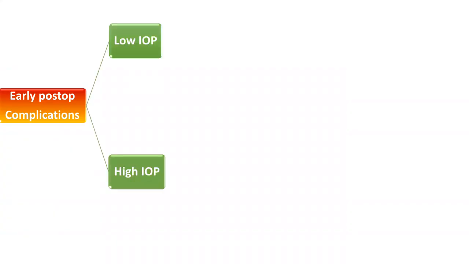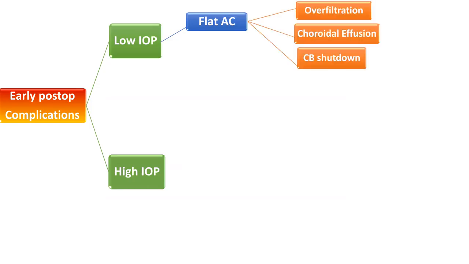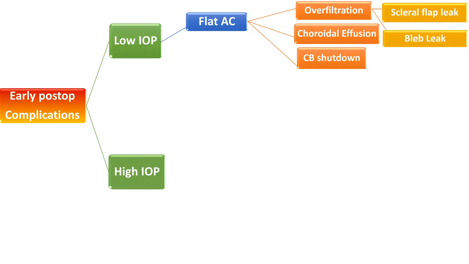So what are the early post-operative complications that you might find after the trabeculectomy? You might find low intraocular pressure or high intraocular pressure. The low intraocular pressure could be associated with a flat anterior chamber. And in this case, it could be due to overfiltration. There could be that your scleral flap is leaking, or your bleb, the conjunctiva itself, is leaking.